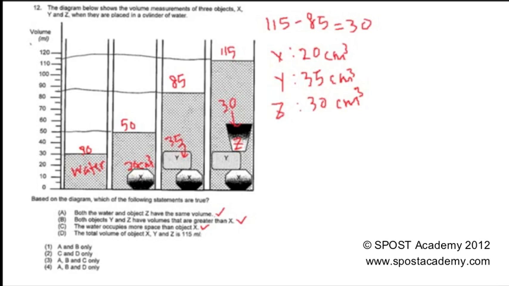The total volume of object X, Y, and Z is 115. If we were to add X, Y, and Z, it will give us an amount of 85 cm³. So this is not correct. The total one is only 85, not 115. Therefore, the answer would be number 3.